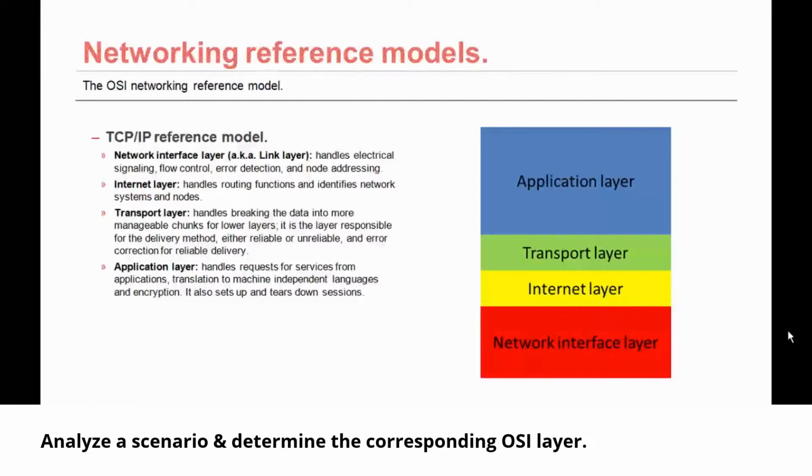Then there is the transport layer, which handles breaking the data into more manageable pieces for the lower layers. It is also the layer that is responsible for the delivery method, which can be either reliable or unreliable, and error correction for when reliable delivery is used. And finally, there is the application layer. This layer handles requests for services from applications. It also handles translation to machine-independent languages and encryption. It also sets up and tears down communication sessions between systems.